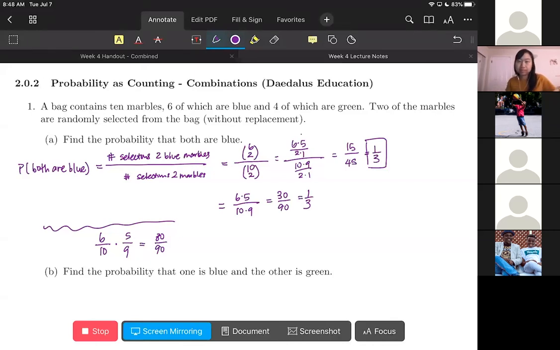Could we use the pi for this? Not for this problem in particular, because we just need to check that both of them are blue.